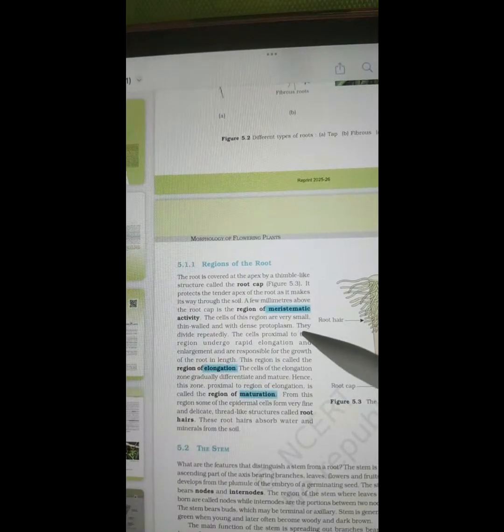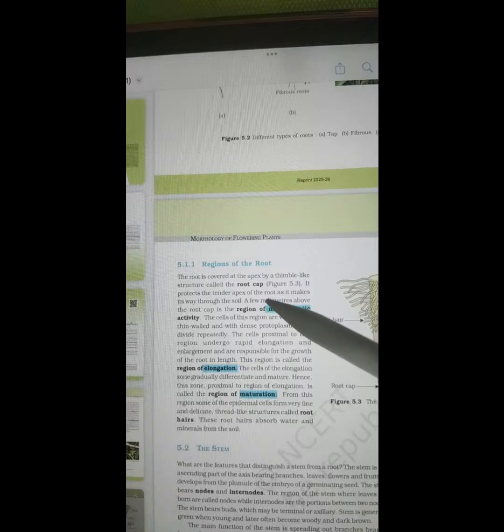Now, if you see a taproot, it is divided into the root tip, which is protected by the root cap, region of meristematic activity, region of elongation, region of maturation. And here you can see clearly that root hairs are seen in the region of maturation. So the words that you need to take care of are meristematic, elongation, maturation. Learn all the features. The meristematic zone will be having meristematic cells, and the prominent properties of them are that they are small, thin-walled, and with dense protoplasm.